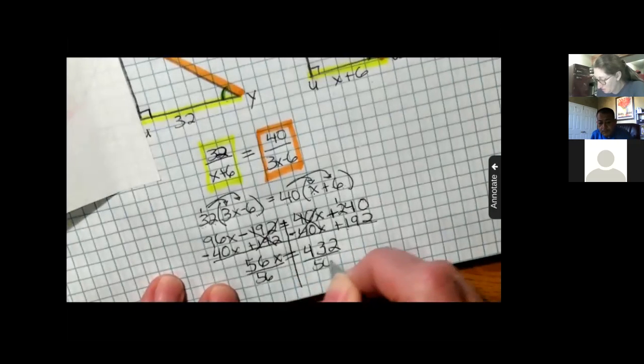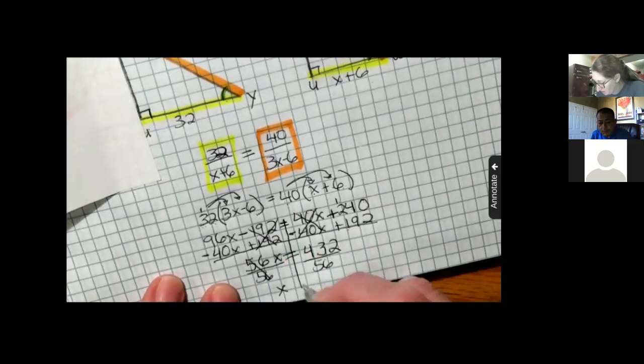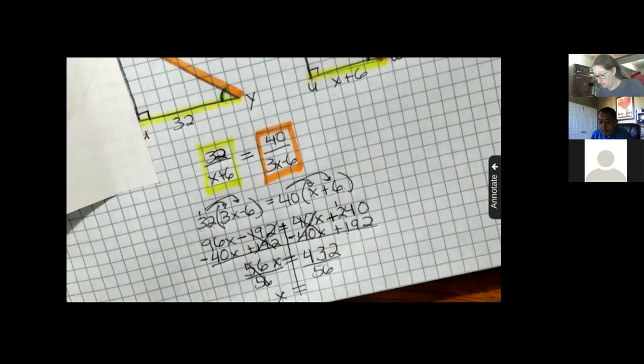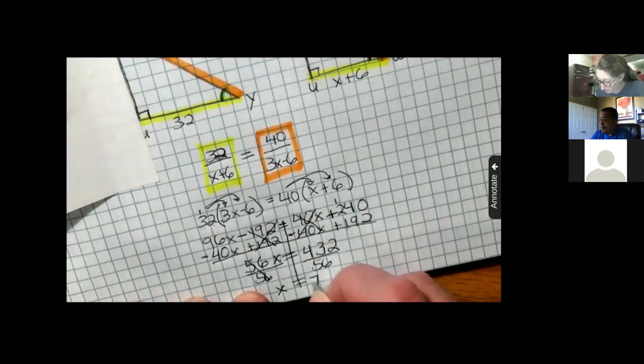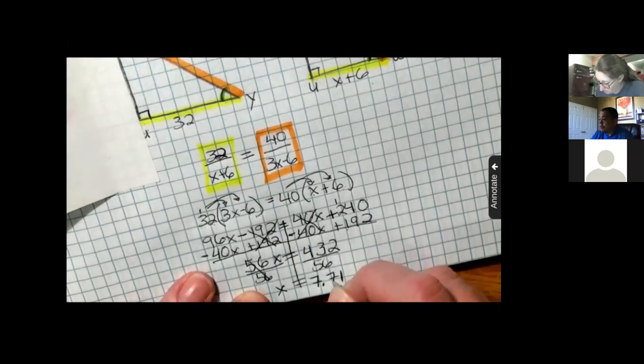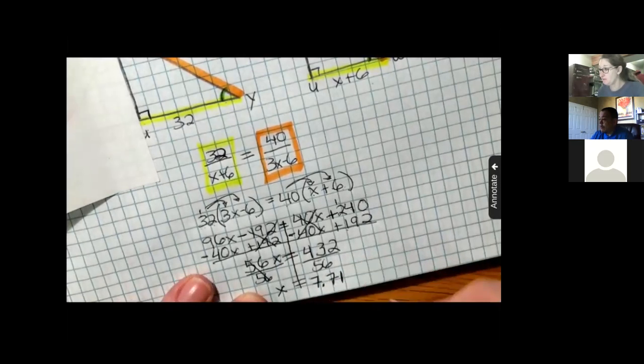And this is too big for me. Hopefully you guys have a multiplication chart. But for me, I have to get out my handy dandy calculator and go 432 divided by 56. And it is not even. Did I do that wrong, Mr. Rivas? Just making sure. No, that's right. Okay, so it is not even. It is 7.71. We usually go 2 decimals over.